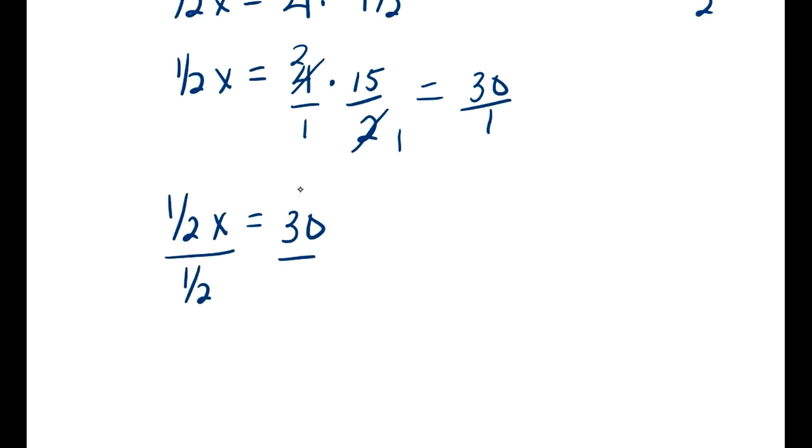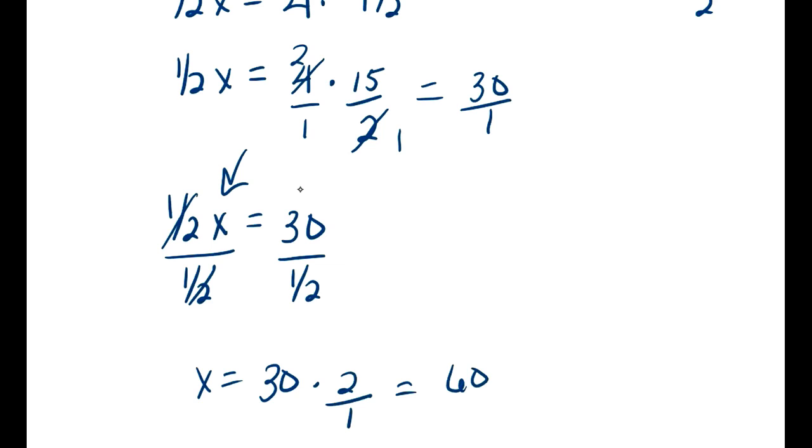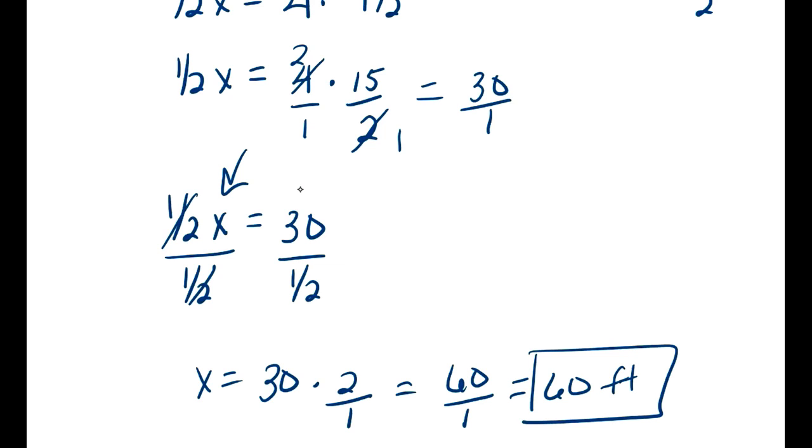And now I'm going to divide by a half again. Again, I'm isolating this variable x. And again, we're going to take that second fraction, flip it, and multiply straight across to find the length of the library, which for us is 60 feet.